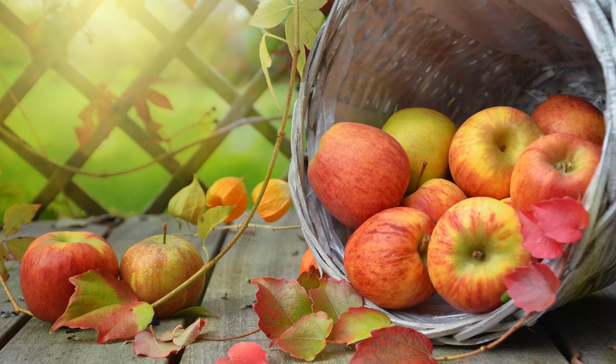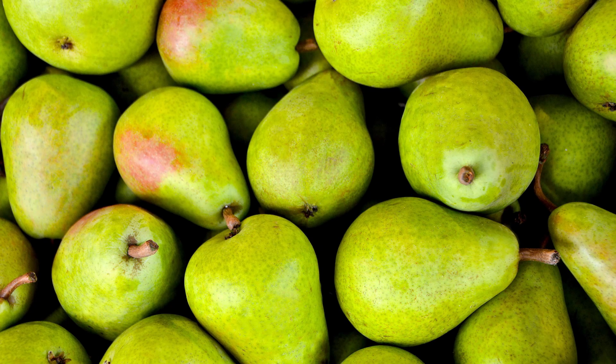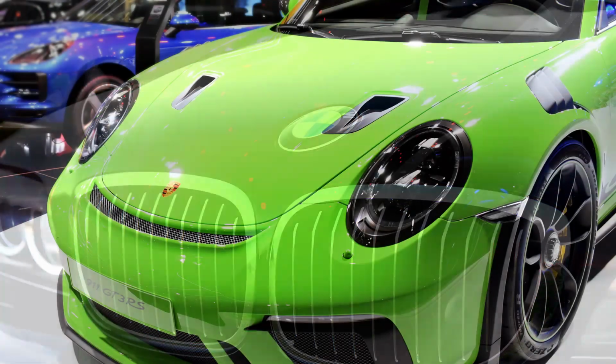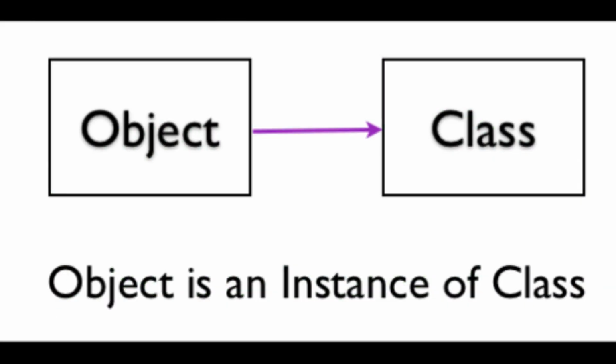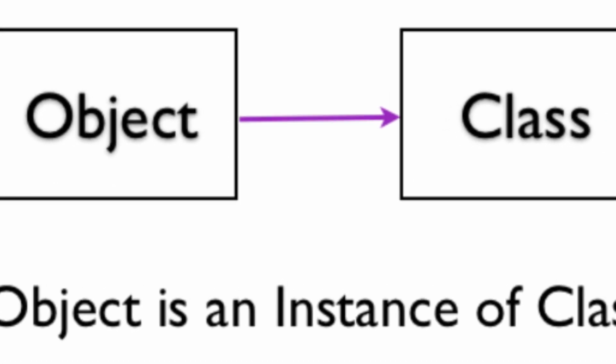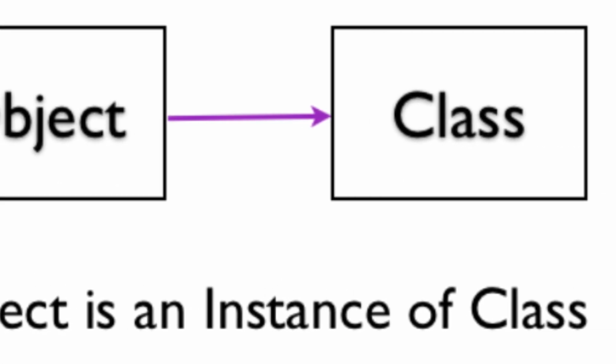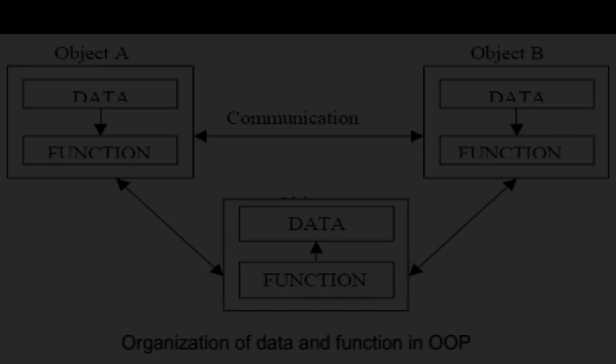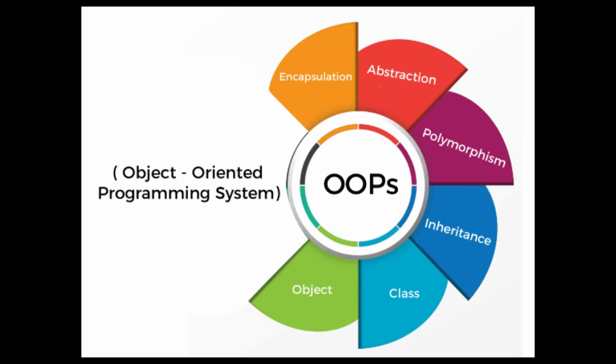With these explanations, I can say that apples, pears, and bananas belong to the class of fruits. And Benz, BMW, and Porsche are from the car class. So, a class is a template for objects, and an object is an instance of a class. OOP promotes modularity and code reusability by organizing software around objects rather than functions. Key OOP principles include encapsulation, inheritance, polymorphism, and abstraction.